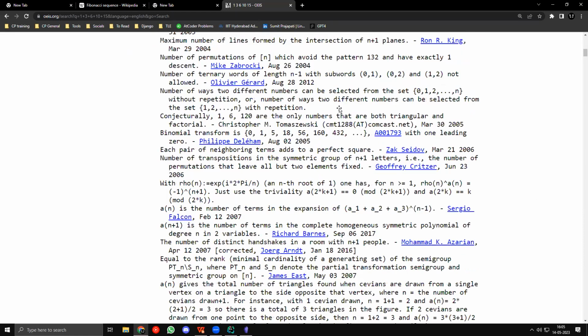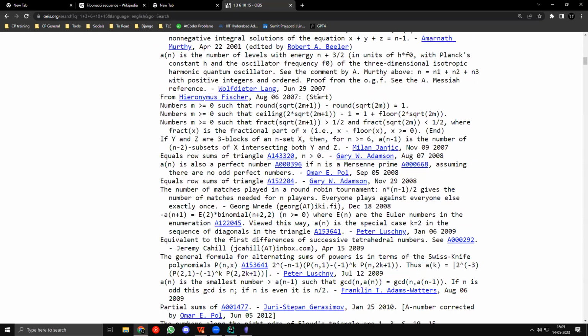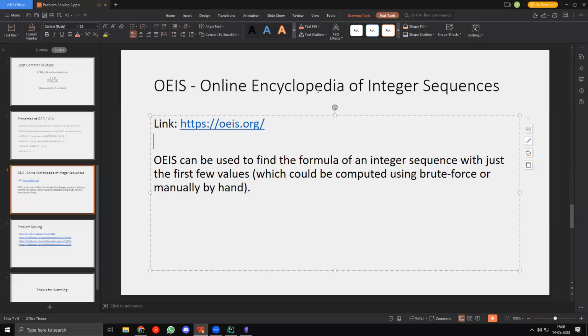So if you know some patterns and you want to find where this pattern is coming from, then you can probably use this thing and it will probably give you the solution. Okay, cool. So yeah, this is basically the idea.